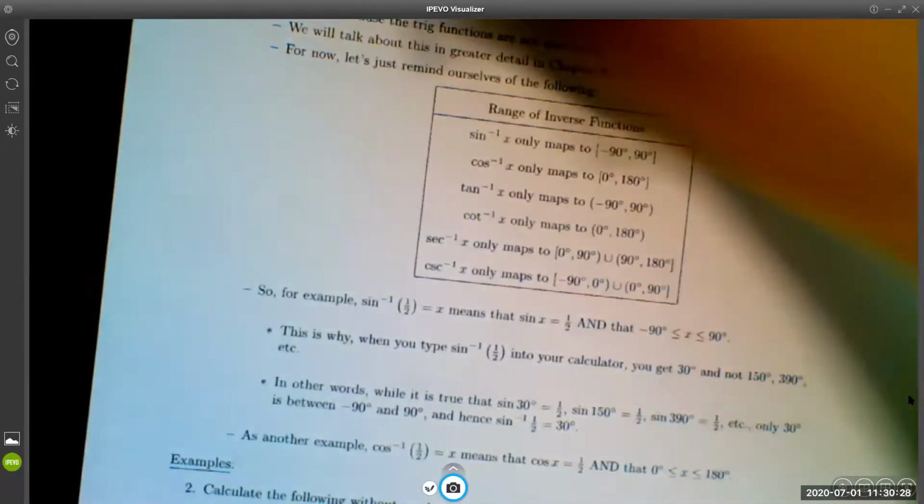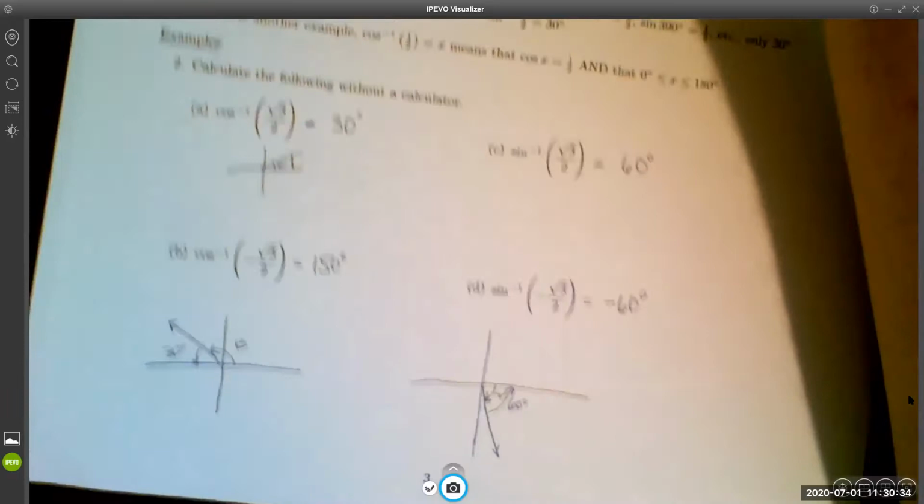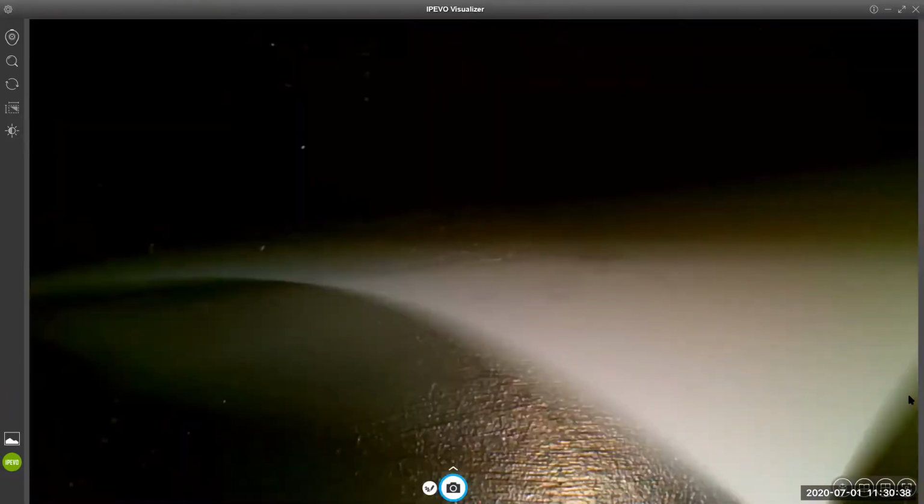So if I ask you to do something without a calculator, that's because it's going to help you to understand the concepts. It's going to help you to understand conceptually what's going on. So do practice doing this kind of stuff in your head without using a calculator. Let's go through some more.